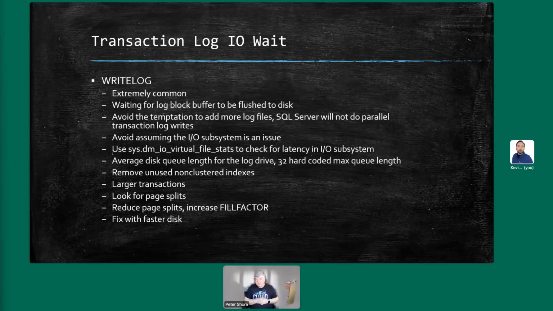Avoid assuming the IO subsystem is an issue, but always check to see that it's not. Just like when we were talking about page IO latch. It's not necessarily that, but we need to make sure that it isn't. And we may want to talk to our compatriots in storage, and ask them to confirm it's not, rather than accuse it of being. It could be a backup of the disk queue, and that is a hard-coded max queue length. And again, we have to take some other steps to get around that.